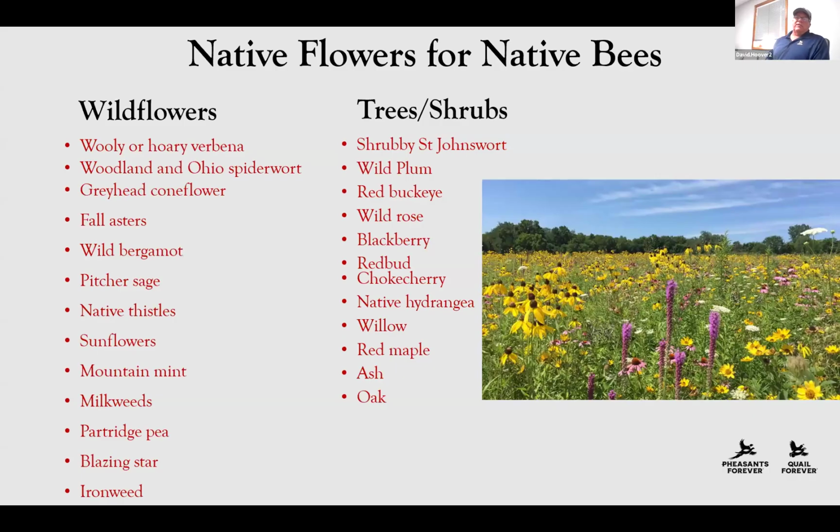So native flowers and shrubs for bees, native bees, very similar to the other that we looked at. You've got bergamots and milkweeds and blazing star and coneflowers. But again, don't overlook the trees and shrubs, blackberries, willow, maple, ash, if you have any left, oak trees in particular, the red buds and plums. They're all very, very important. And as you'll see later, there's some butterfly species that will only basically have larval stages on some of our native shrubs and trees.